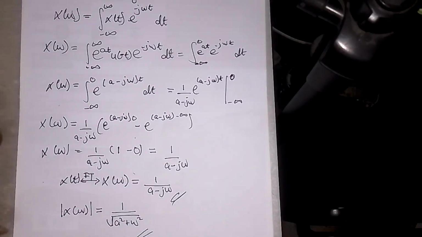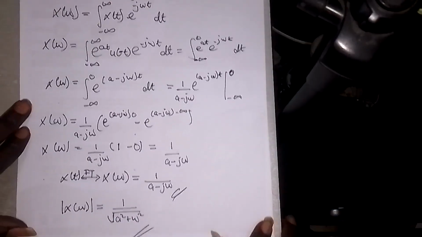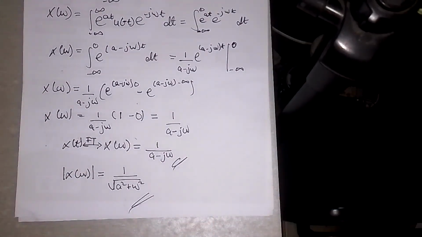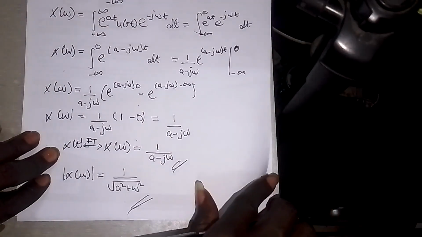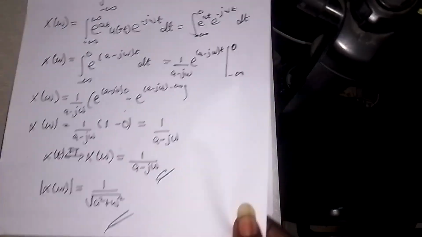All right, so basically this is how you get it. So let us proceed from here by realizing our magnitude spectrum and then our phase spectrum. So let's just proceed with that. Okay, so let's see our magnitude spectrum.